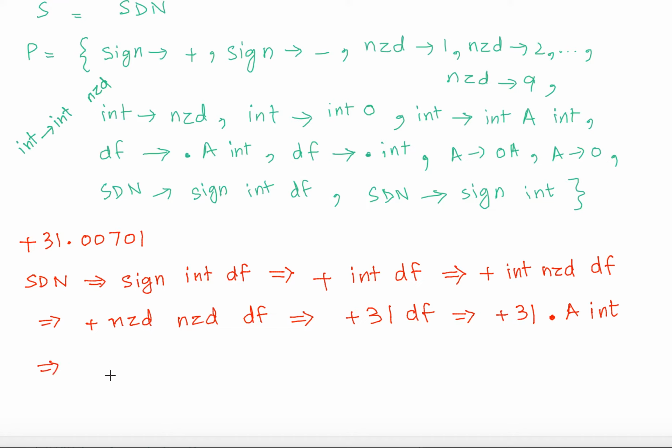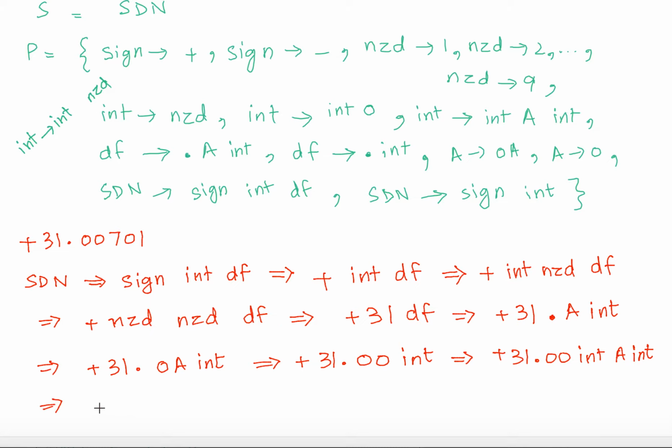So I will say plus 31.0a integer. Then this a can be replaced by 0, so I can say plus 31.00 integer. Now I want to replace this integer using this rule, integer a integer. So then I will say plus 31.00 integer a integer. Now this integer can be replaced by non-zero digit, this by non-zero digit, and this a is replaced by zero. So I'm going to use all of them in one go.